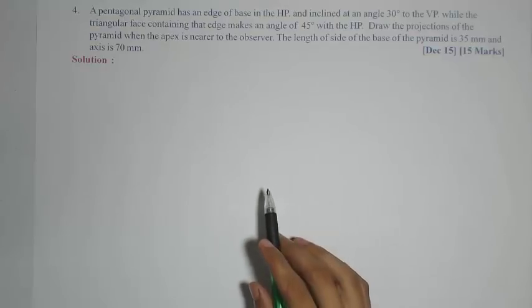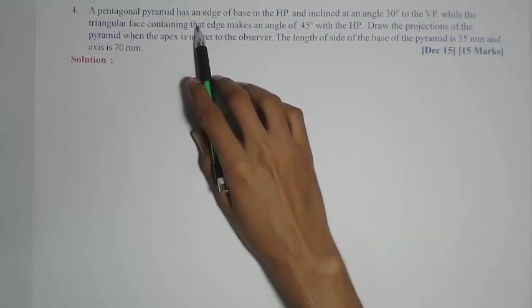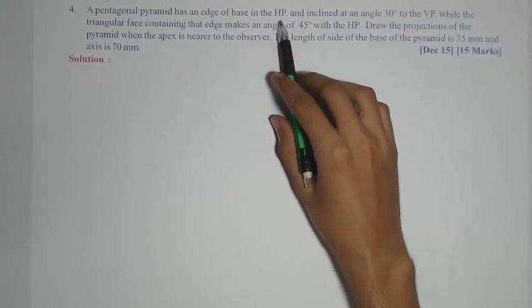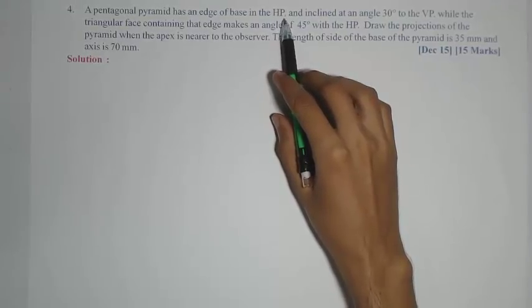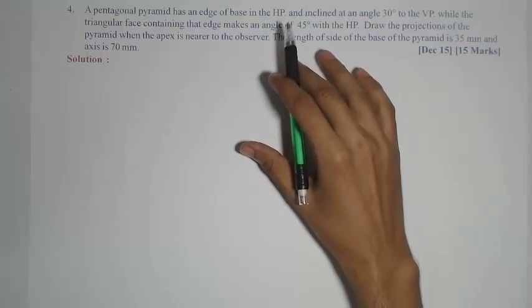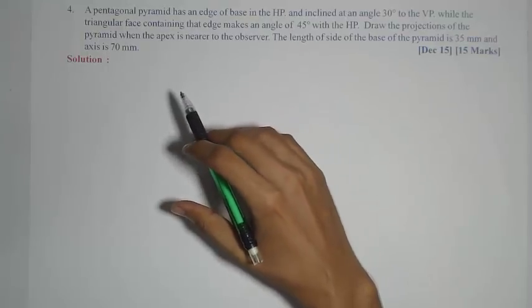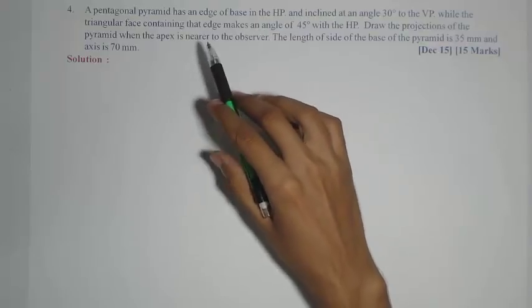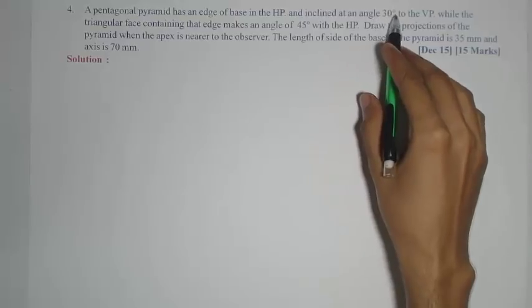Now moving to the fourth problem of pyramid. A pentagonal pyramid has an edge of base in the HP. So from this statement, we have to start keeping the base entirely in the HP. So I have to start in the first stage drawing the true shape of the base, which is a pentagon below XY line, and inclined at an angle 30 degree to the VP.